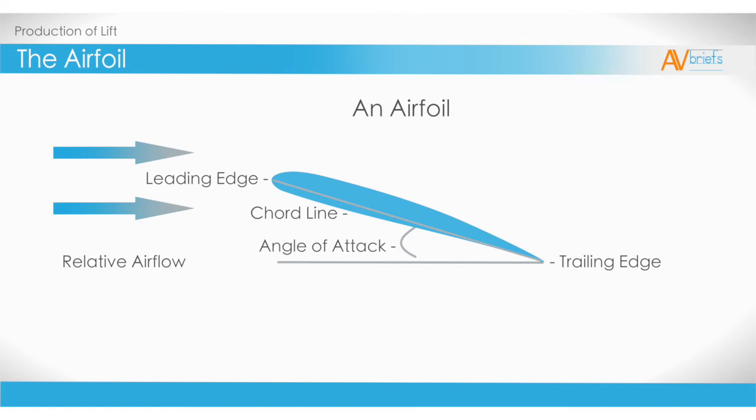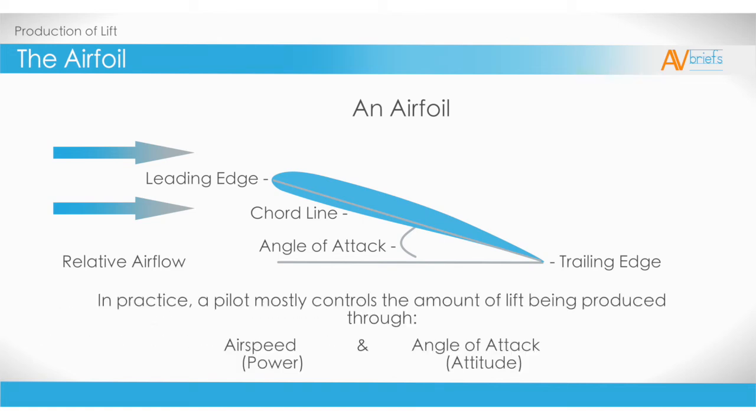In practice, a pilot will control the amount of lift being produced through either the airspeed, which is controlled by the power being applied, and through the angle of attack. The angle of attack is controlled by the attitude of the airplane. This is set using the controls.